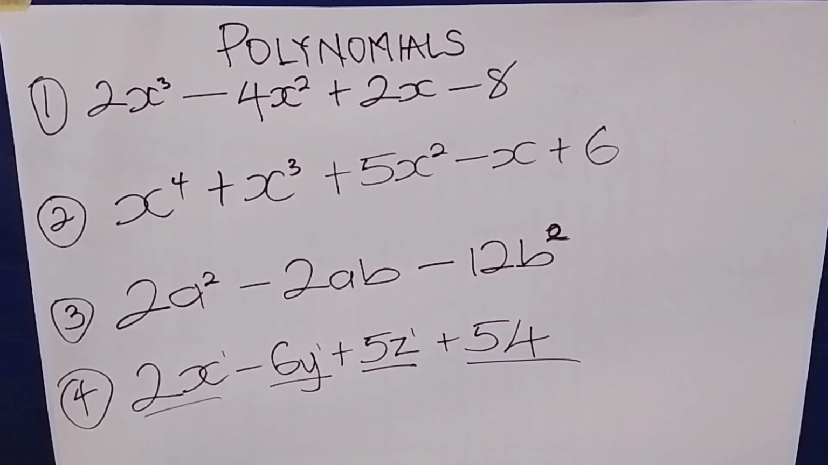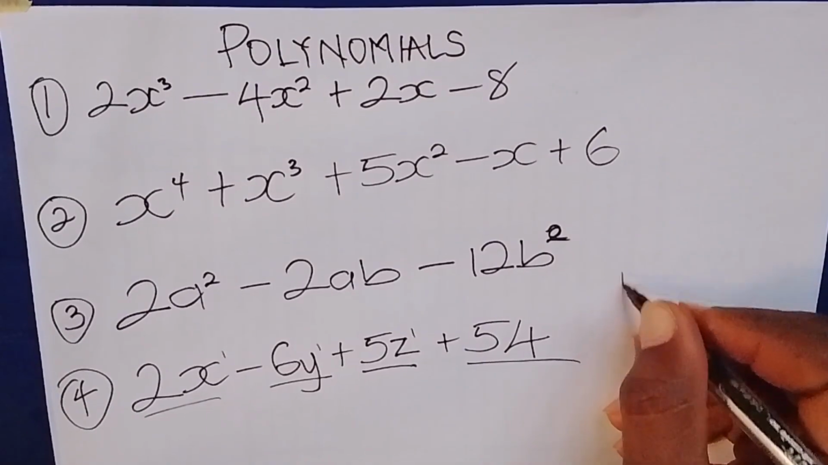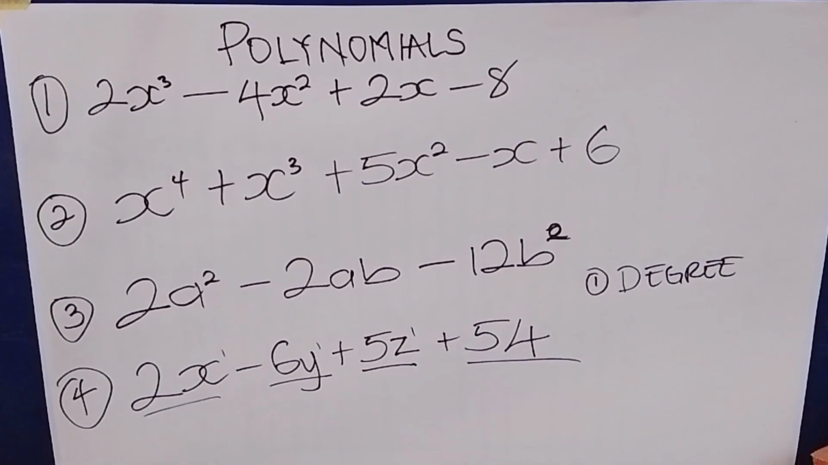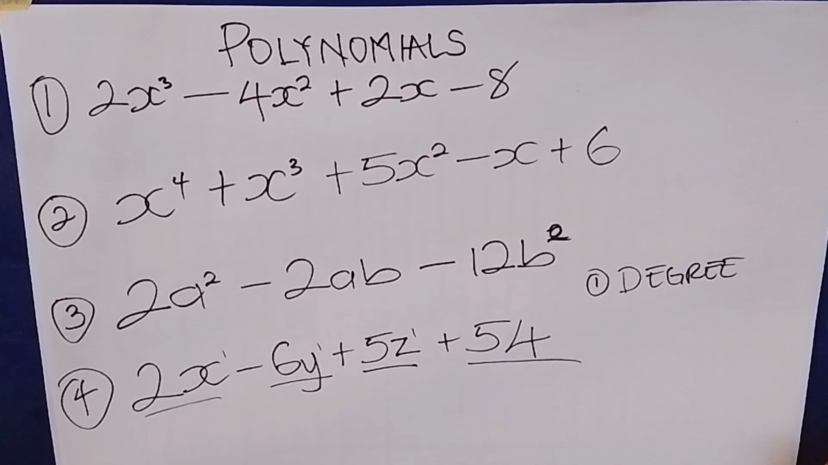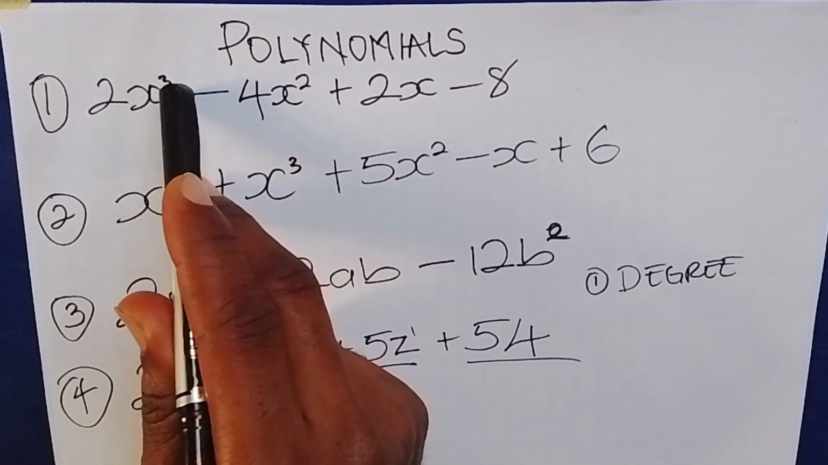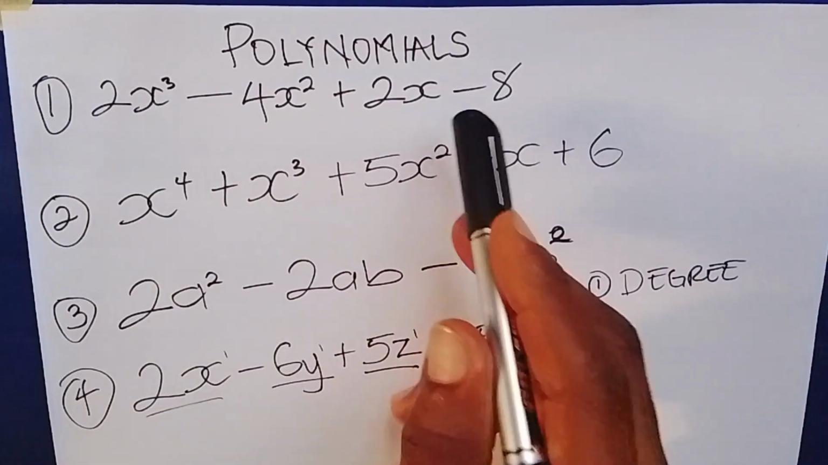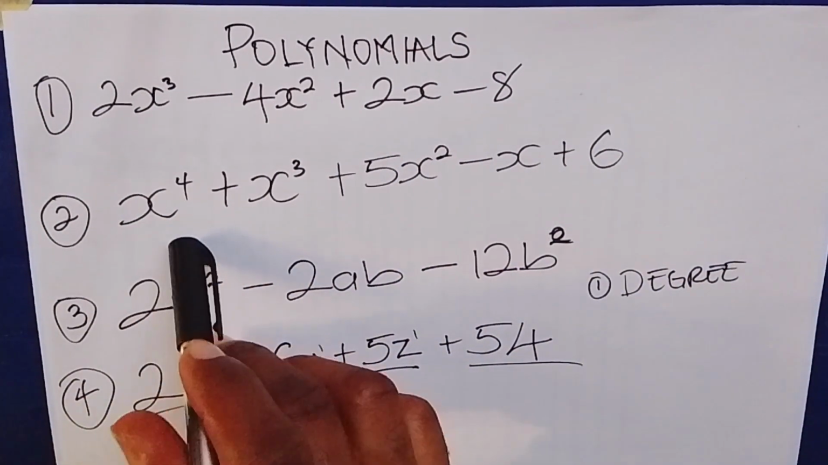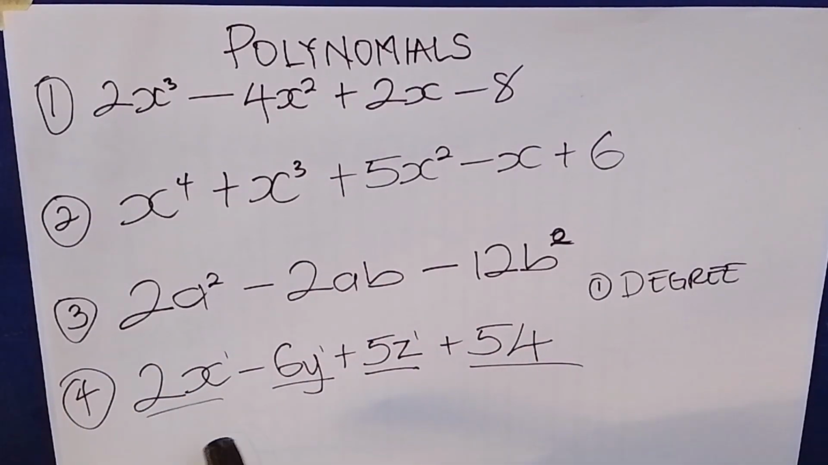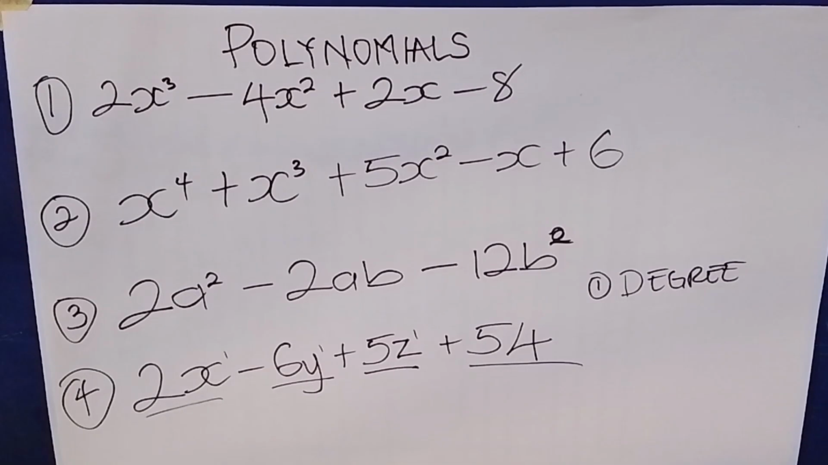Now, in dealing with polynomials, there are some things I'd like you to understand. First of all, the degree of a polynomial. The degree of the polynomial is the highest power in a polynomial, that is the exponent. In this first example, the highest power we have here is power 3. So this is a polynomial of third degree, degree 3 polynomial. In this example, the highest exponent here is 4. So this is a polynomial of the 4th degree. And here, this is a polynomial of the 2nd degree. And here, this is a polynomial of the 1st degree.